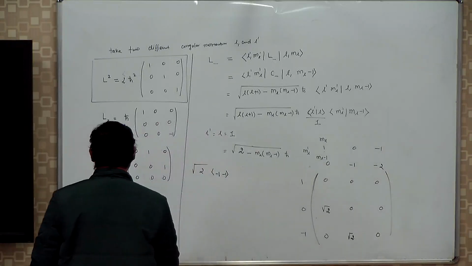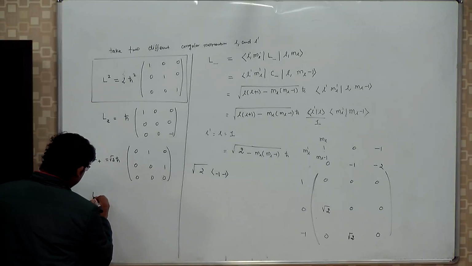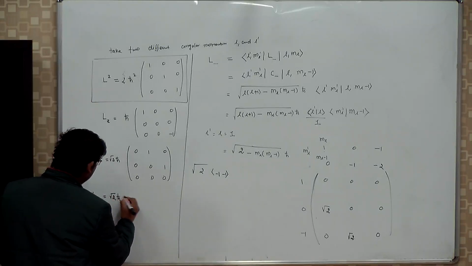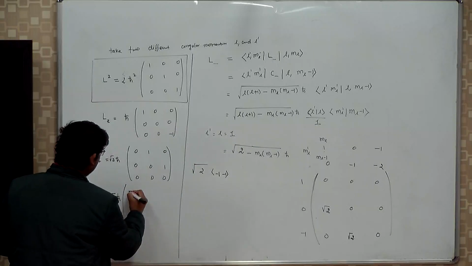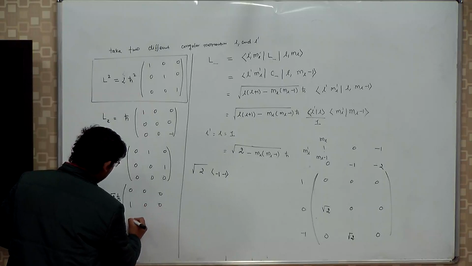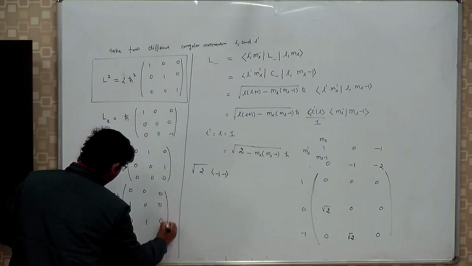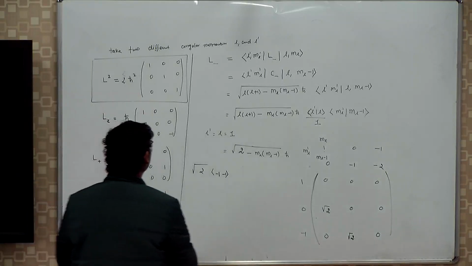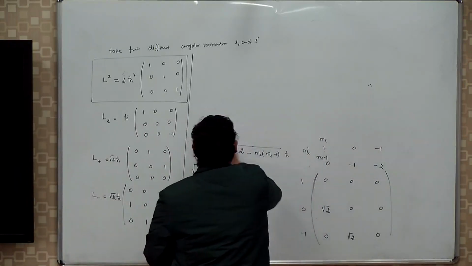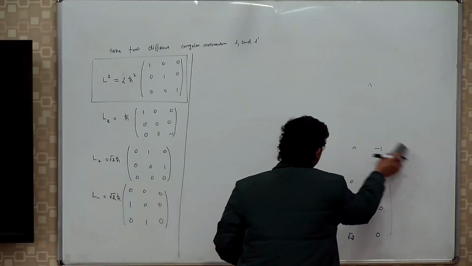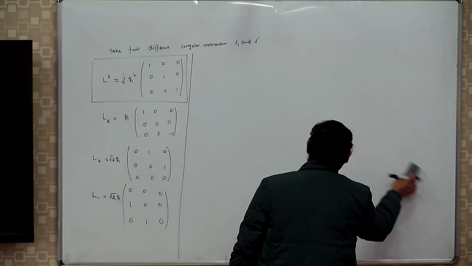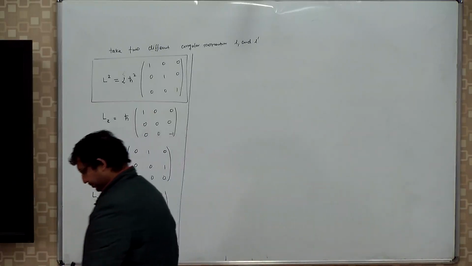So finally, for writing the L minus operator in terms of matrix representation: 0, 0, 0, 1, 0, 0 and 0, 1, 0. If we know the matrix representation of the raising operator and the lowering operator, one can easily write the matrix representation of Lx and Ly.